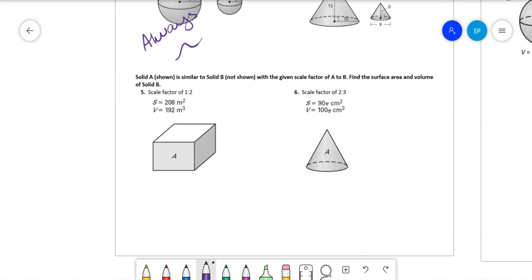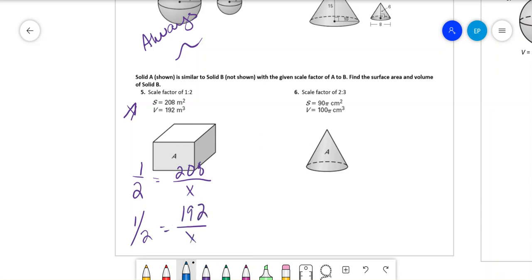Number 1, or number 5, I'll set that one up. So you have surface area of 208 for volume A. So these are A's volumes. Whoops, can't write A. So you have 1 to 2 equals 208 over X. And then you have 1 to 2 equals 192 to X.